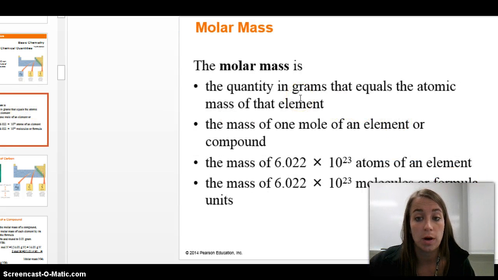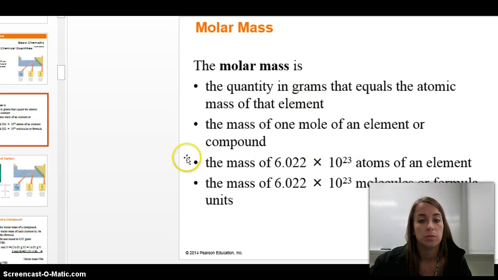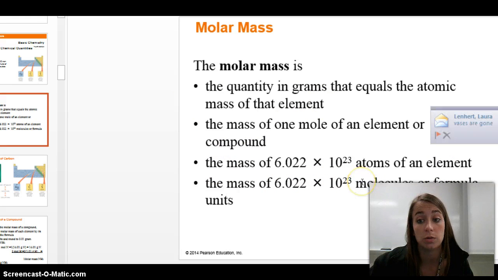Well, molar mass is just a quantity in grams that equals the atomic mass of that element, and it's the mass of 1 mole. So if I have 1 mole of something, what's the mass of it? It would be the mass of 6.022 times 10 to the 23rd atoms of an element. Or if we're talking about a compound, it could be 6.022 times 10 to the 23rd molecules or formula units of that compound.